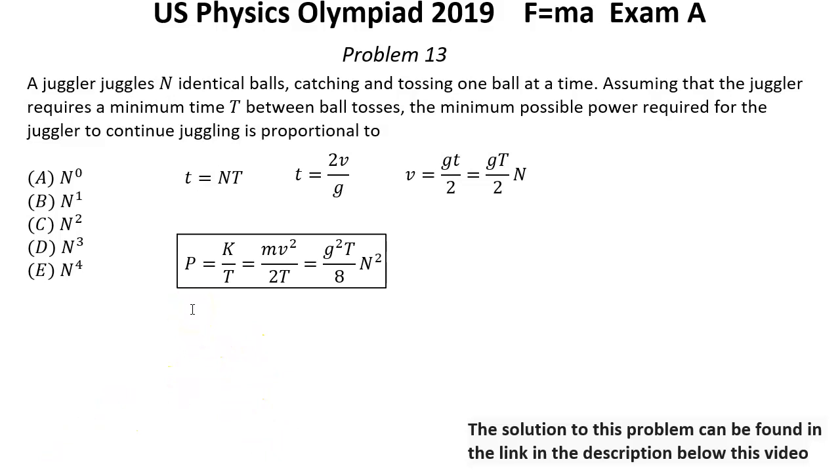Finally we have power P equal to the kinetic energy for one ball divided by the time between two ball tosses, which is mv squared over 2 big T. And we can use this v found in previous formulas, and finally we have power P proportional to n squared, which is answer C. And that was the solution for problem number 13.